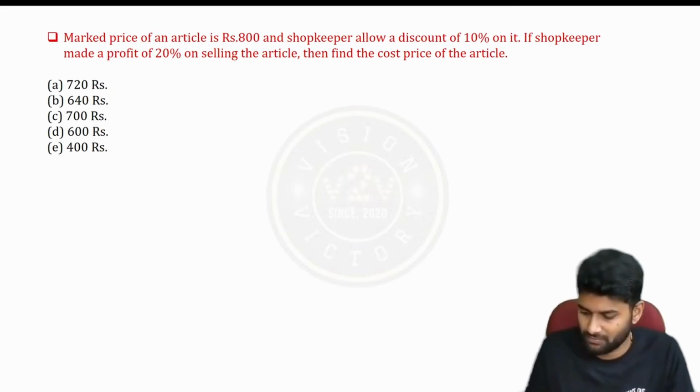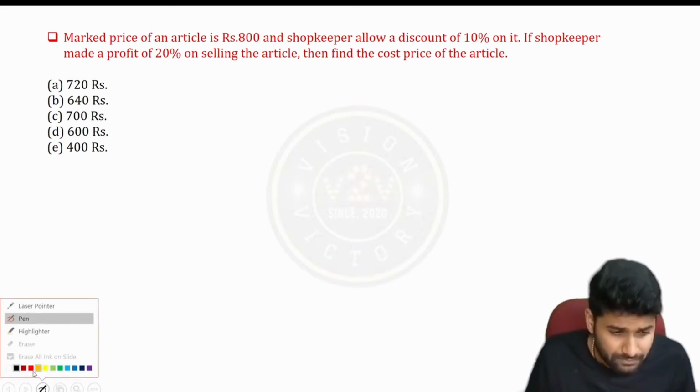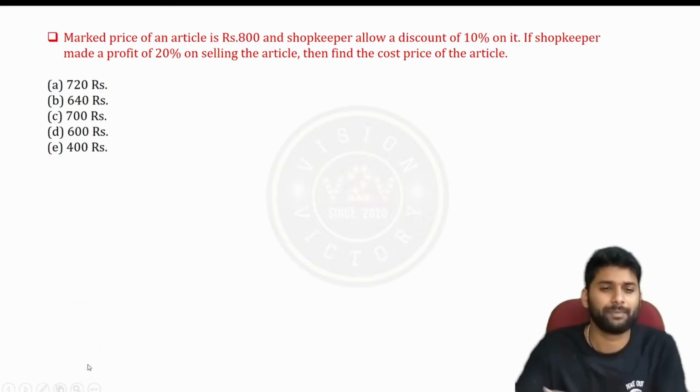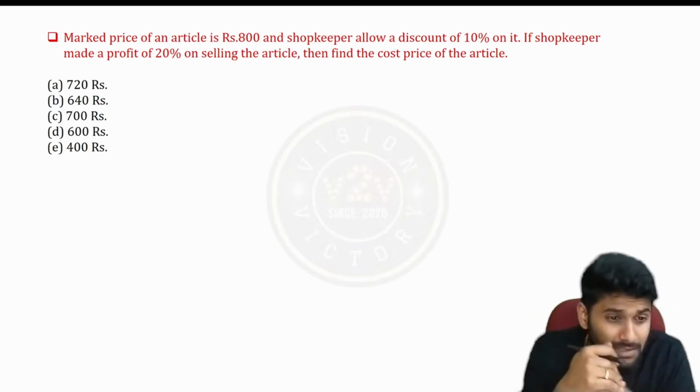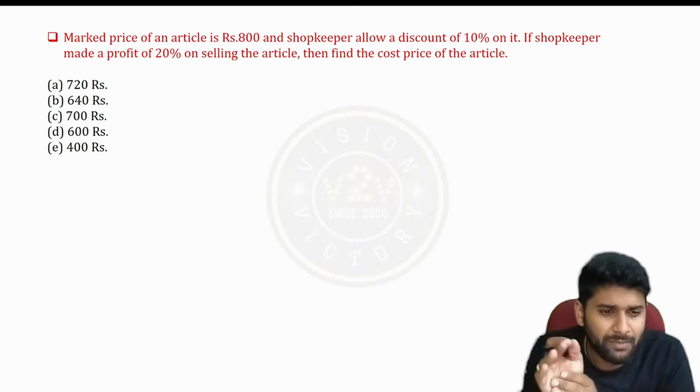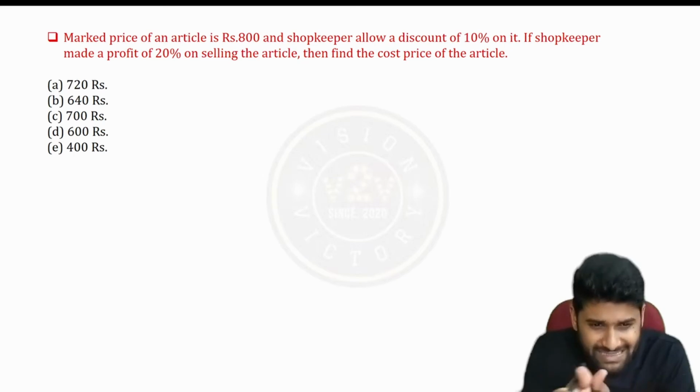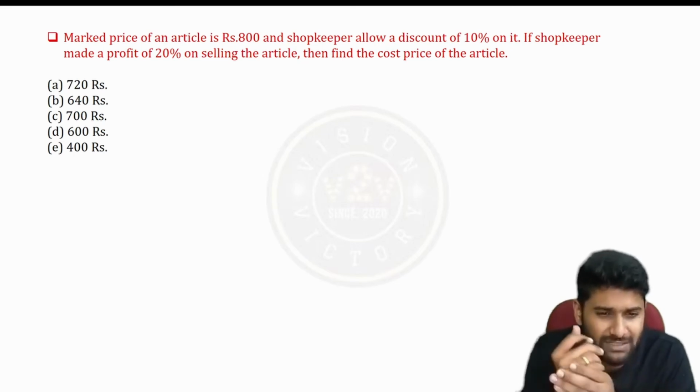So one more question from prices concept, profit and loss. So see, the market price of an article is 800. The shopkeeper allows a discount of 10% on it. If the shopkeeper made a profit of 20% on selling this article, find the cost price of that article.